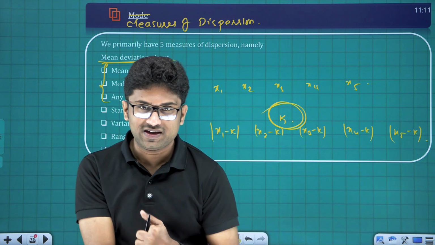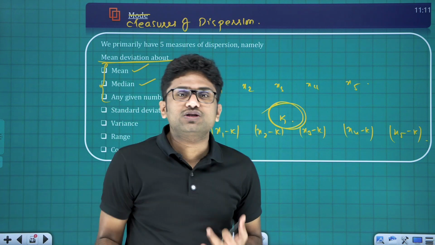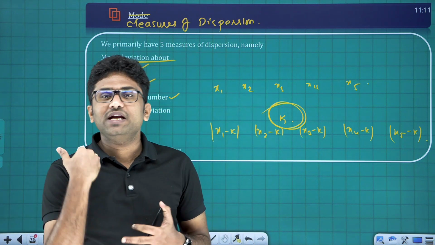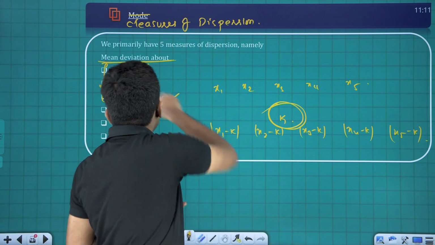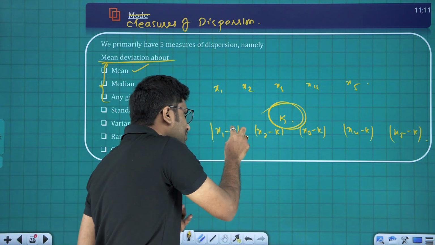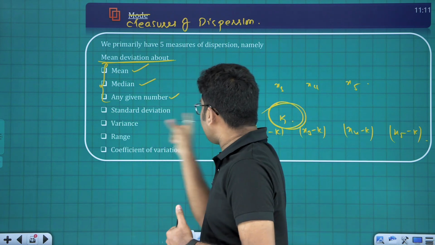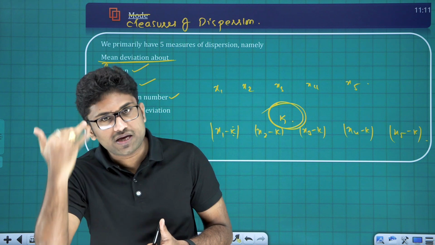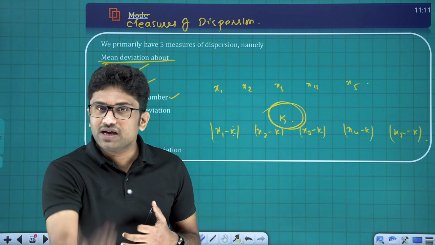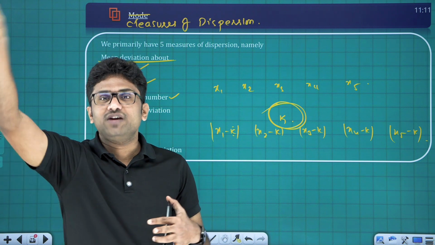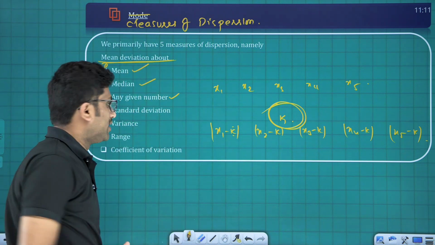Absolute deviations, we say. Now, once you find deviations, find the mean of those deviations. That is what mean deviation about mean or median or any given number is. In place of that number k, if we replace it with mean, we get mean deviation about mean. If we replace it with median, we get mean deviation about median. If we replace it with any number, then mean deviation about any number.